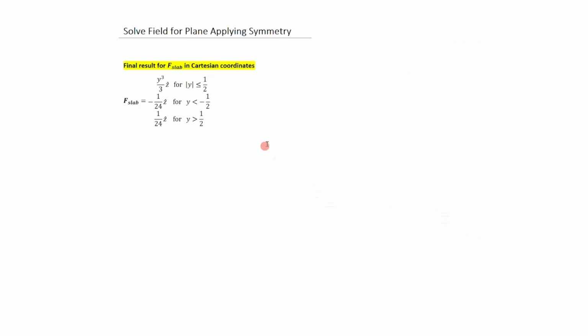So now if we put these two together, we can formulate the total field problem. We have these three cases to consider: inside the slab, to the left of the slab, and to the right of the slab. And this is basically in an incomplete form now.